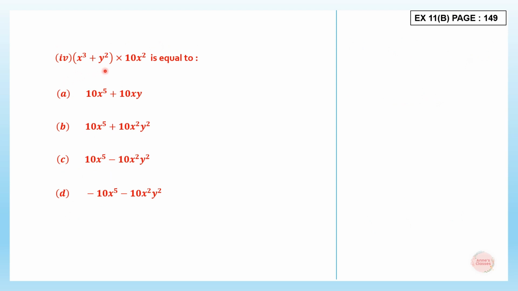Question 4, we multiplied this binomial by this monomial. So let's do that. That is x to the power of 3 plus y to the power of 2 into 10x to the power of 2, which we will write here. So now let's multiply 10x square into x cube. That will be 10x square into x cube. You can add the powers.